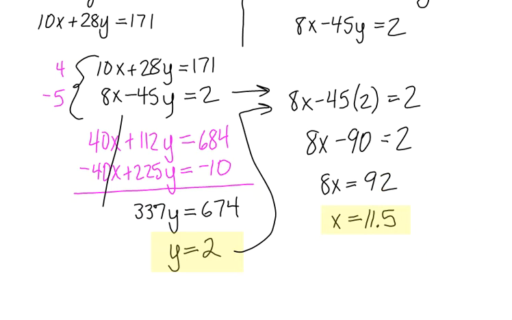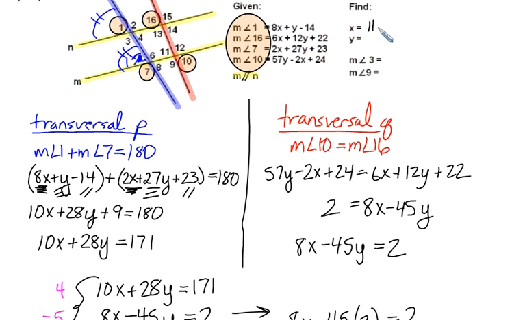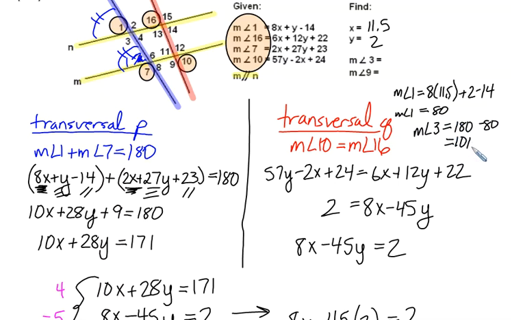So now let's return to our original problem in order to see what else we have to find. We have that x is 11.5. We have that y is 2. And we need to solve for the measure of angle 3 as well as the measure of angle 9. Well, in order to get the measure of angle 3, we can calculate the measure of angle 1. So let's do that over here on the side. The measure of angle 1 would be 8 times 11.5, please show the plug-in, plus 2 minus 14. The measure of angle 1 is 80 degrees. So the measure of angle 3 is 180 minus 80, which would be 100 degrees.